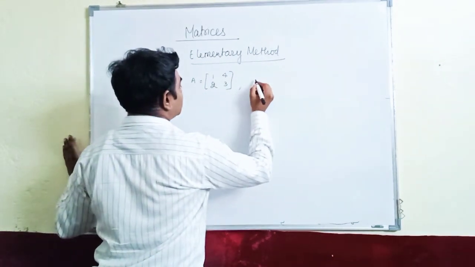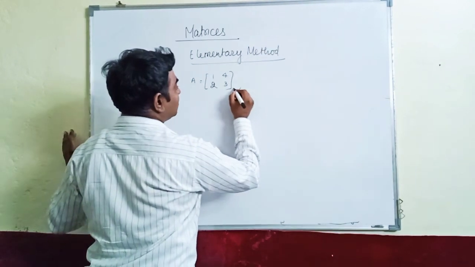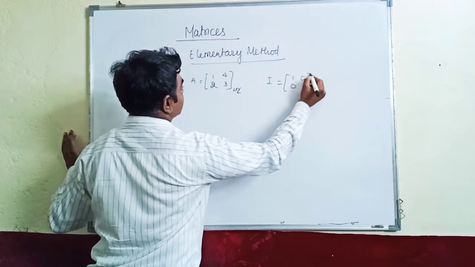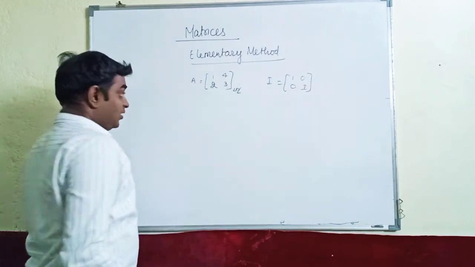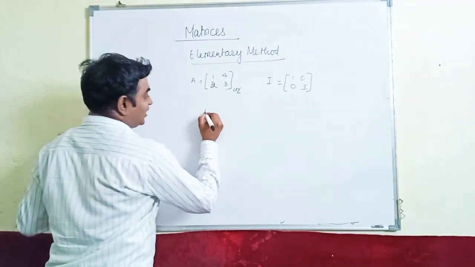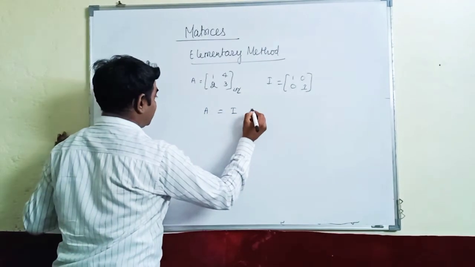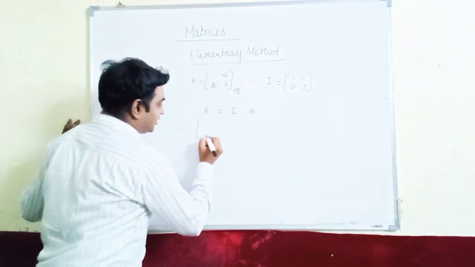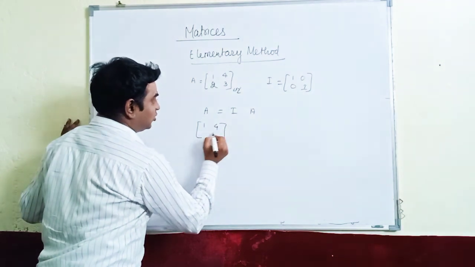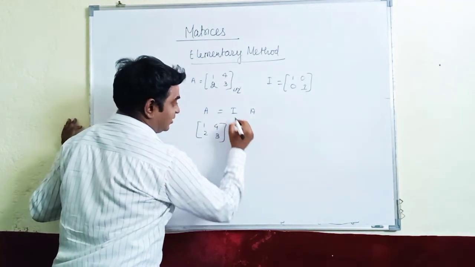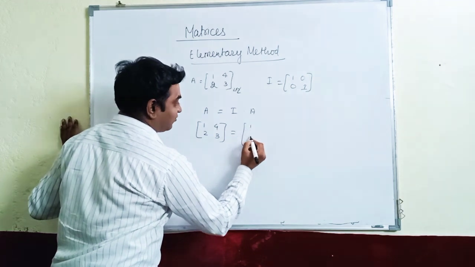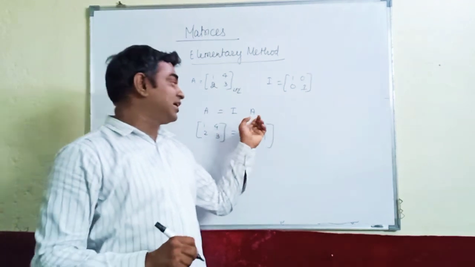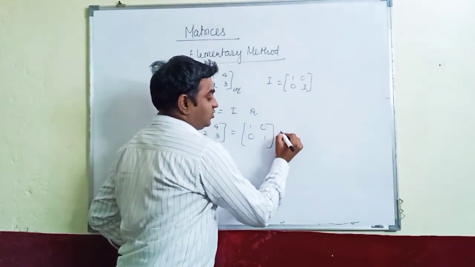And so I need not think, because this is a 2 cross 2 matrix, I must be equal to 1, 0, 0, 1 only. So now we will apply the format. A equals I into A. Here you have to apply these values. First of all, you will write 1, 4, 2, 3, and in place of the identity matrix you will write 1, 0, 0, 1. But you should not write a value of A here. You just write A only.